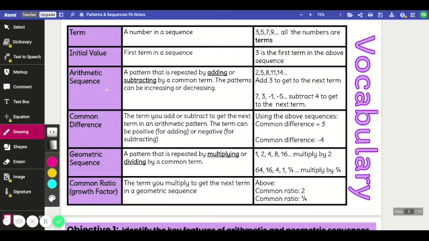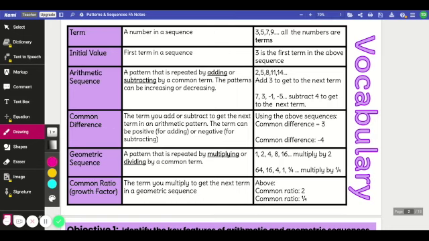Arithmetic sequence: a pattern that is repeated by adding or subtracting by a common term. The patterns can be increasing or decreasing. For example, 2, 5, 8, 11, 14. We're adding 3 to get to the next term. For 7, 3, -1, -5, we subtract 4 to get to the next term.